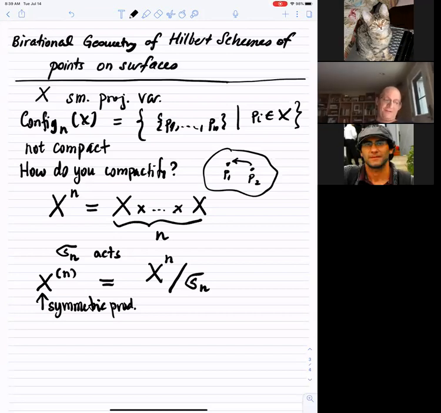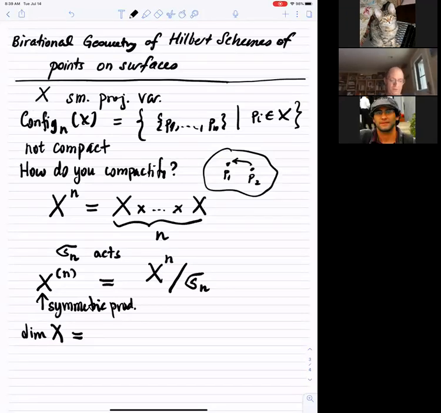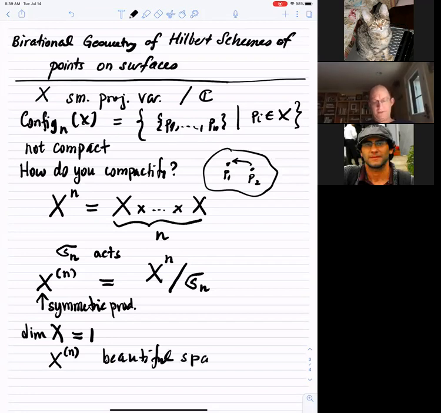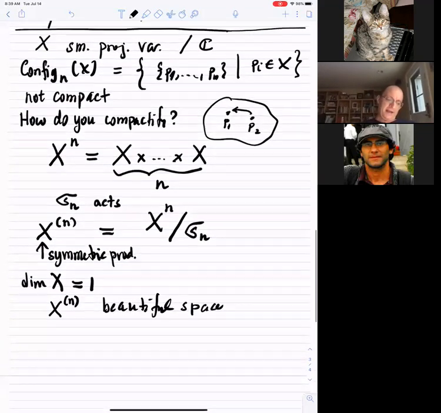If the dimension of X is 1, and of course I should be clear that we are working over the complex numbers, when I say the dimension of X is 1, that means it's a complex curve or a Riemann surface, okay? Then this symmetric product is a beautiful space. We understand its structure relatively well, at least if n is large enough.